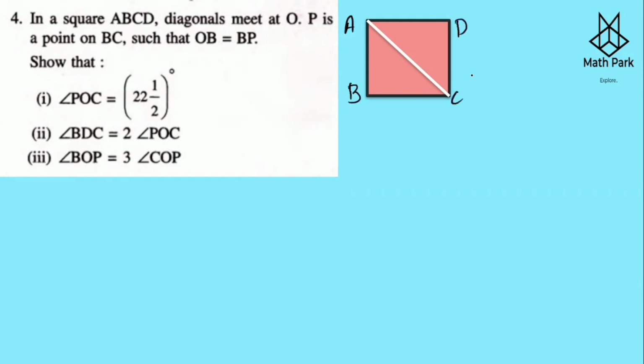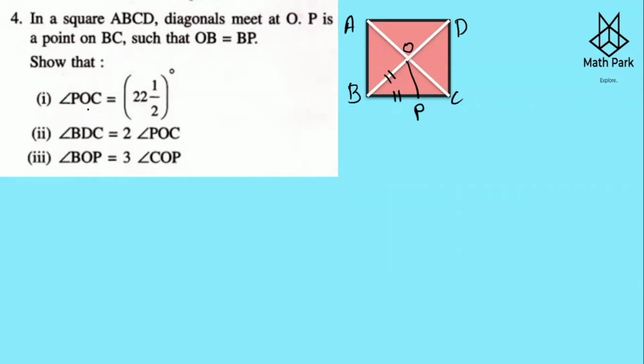In a square ABCD, the diagonals meet at O. So ABCD is a square where the diagonals AC and BD meet at O. P is a point on BC such that OB is equal to BP. So we get an isosceles triangle.